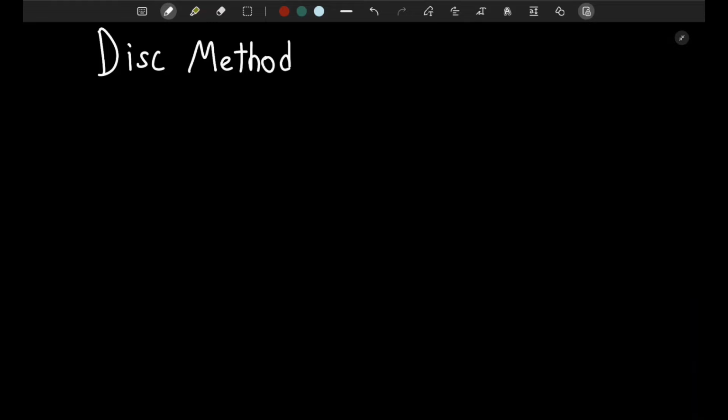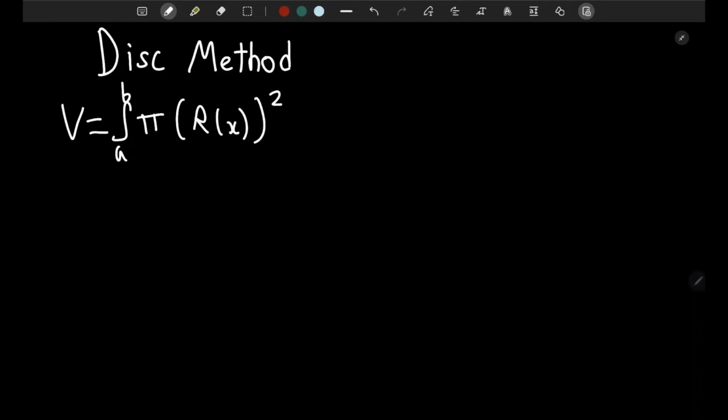So in this video, we'll be learning about the disk method to find the volume of a curve. The formula is as follows: V, which stands for volume, is equal to the integration from a to b of pi r squared. Here r is going to be a function, and I will explain that briefly right now.